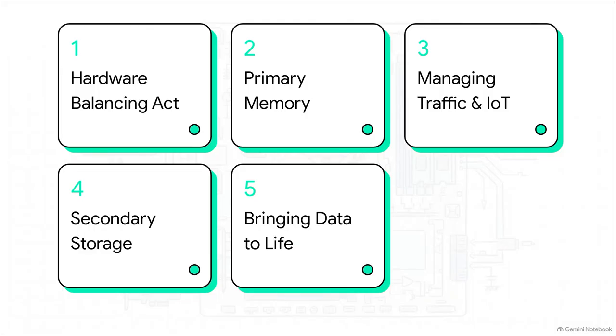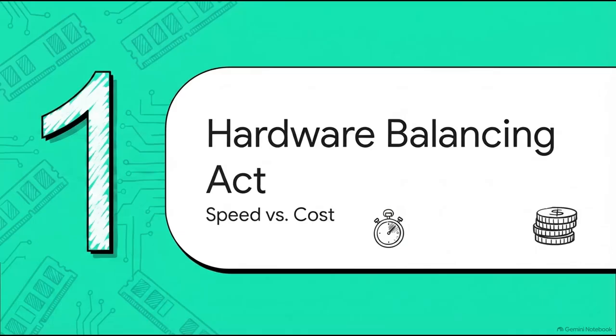Here is our roadmap for today's explainer. 1. The hardware balancing act. 2. Primary memory, RAM, and ROM. 3. Managing traffic and embedded systems. 4. Secondary storage solutions. And 5. Bringing data to life. All right, let's jump into Section 1, the hardware balancing act, speed versus cost.